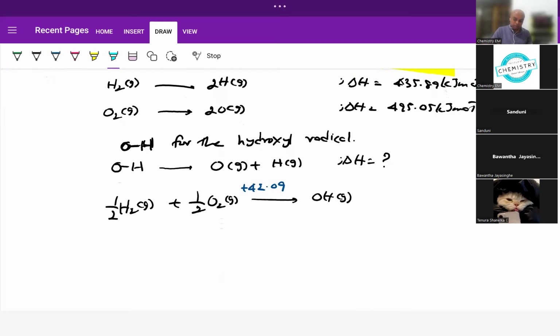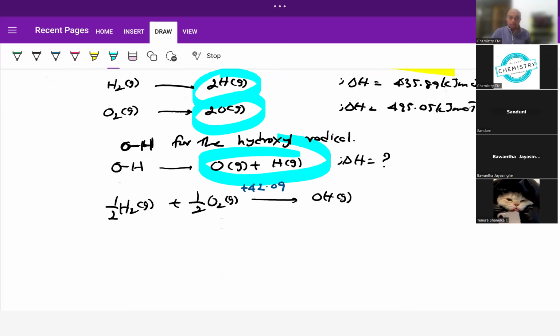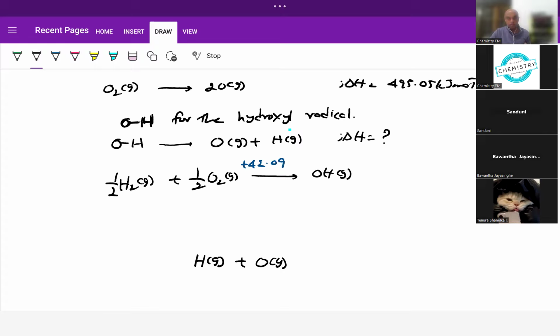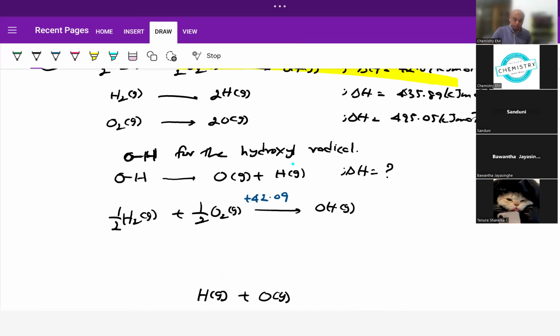Now, if you check this one, and this one, all are in the atoms gaseous state. So I will write these gaseous state ones in here: hydrogen gas plus oxygen gas, by using the Hess cycle. Because it's obvious, right? Here, H2 converts into hydrogen atoms, O2 converts into oxygen atoms, and OH converts into O and H atoms.